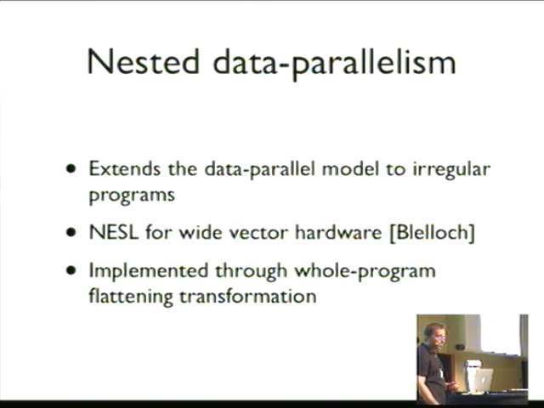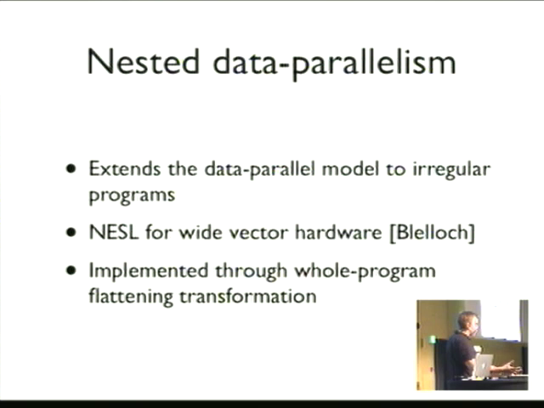And fortunately, we do. The nested data parallel programming model has been around for a long time, and it extends the flat data parallel programming model to support irregular parallel programs. And what we've based our work on is the NESL work by Blelloch that was done in the early 90s, targeting wide vector hardware like Crays. And basically the way that it works is this whole program transformation that changes the representation of all of the data and then all of the corresponding control constructs back into one of these flat data parallel programs.